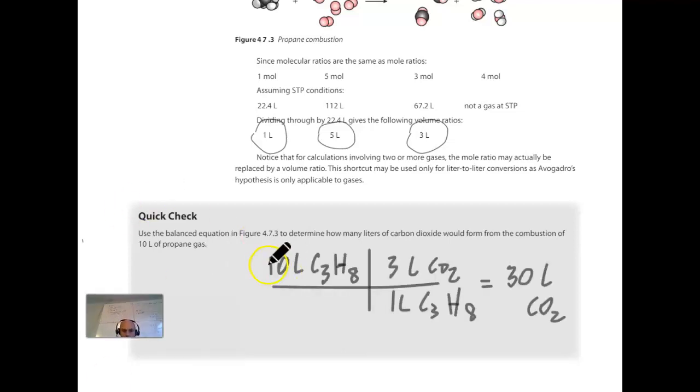All right, here we go. So 10 liters of propane will be 30 liters of CO2 because for every liter of C3H8 that goes in, 3 liters of CO2 come out. That's the same as the coefficients, the same as the mole ratio.